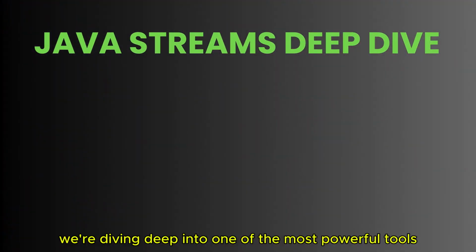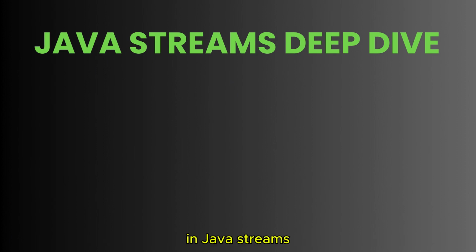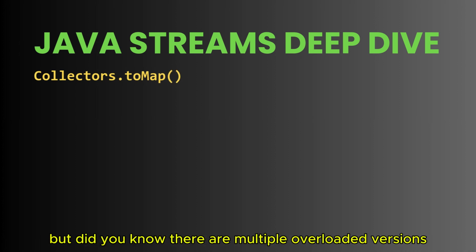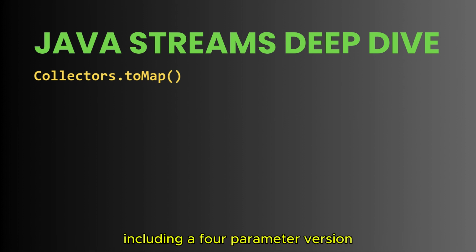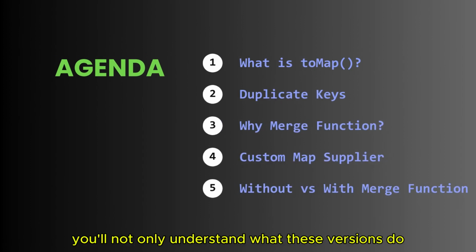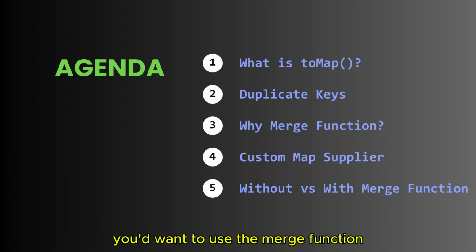Today we're diving deep into one of the most powerful tools in Java streams, the Collectors.toMap method. Now, you've probably used the simple version of toMap, but did you know there are multiple overloaded versions, including a 4-parameter version that solves some really tricky problems? Stick around, because by the end of this video you'll not only understand what these versions do, but also when and why you'd want to use the merge function that often confuses developers.